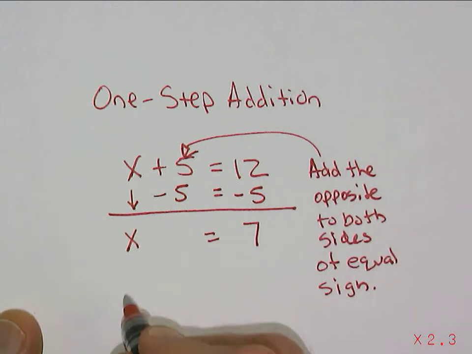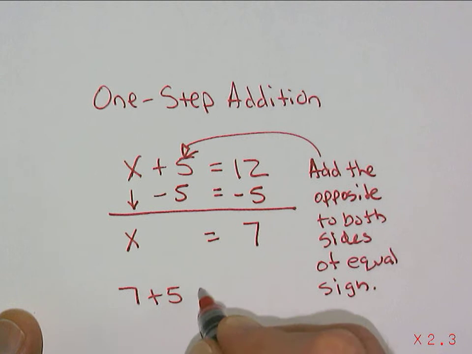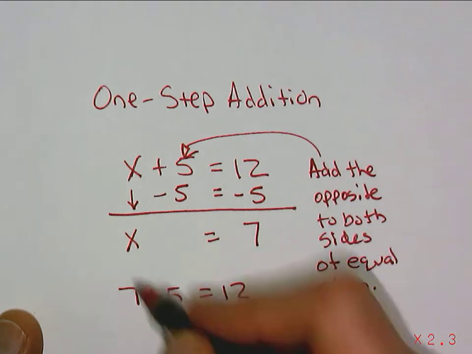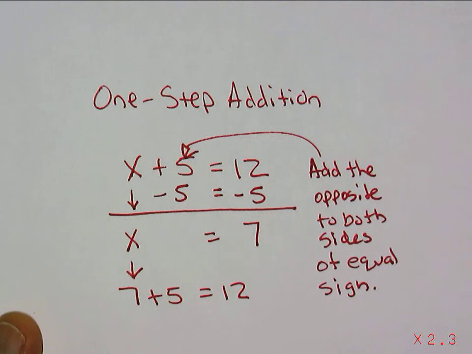You can always put it back in to check. 7 plus 5 does equal 12. So if our x is 7, then our solution is 12.